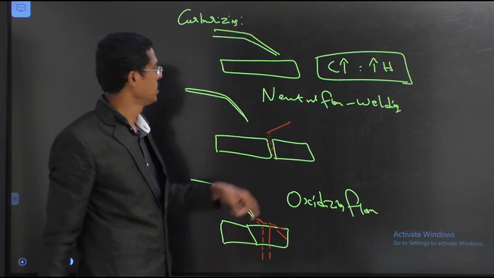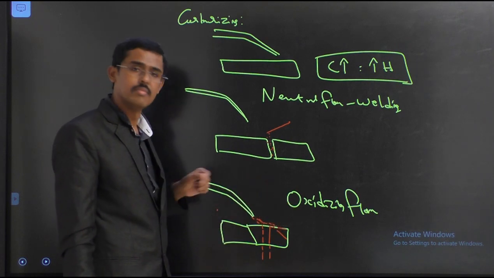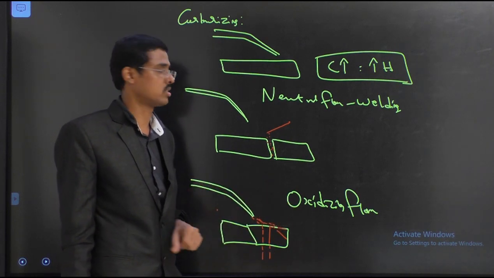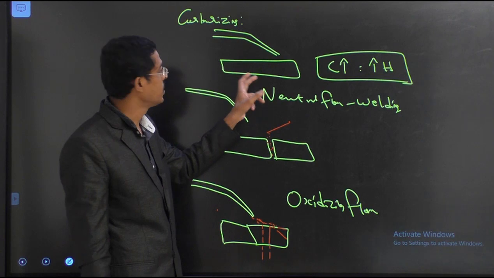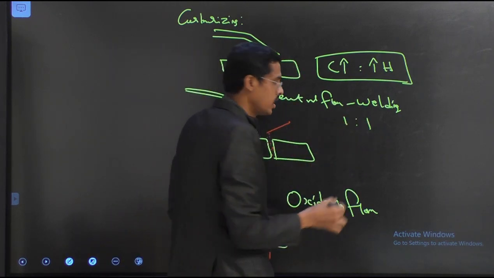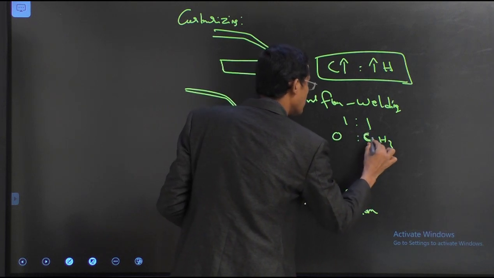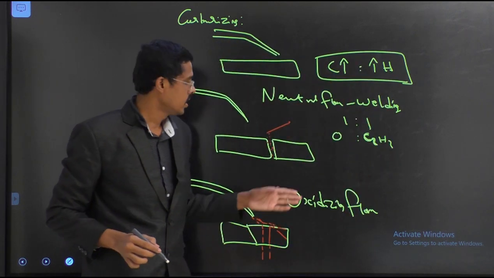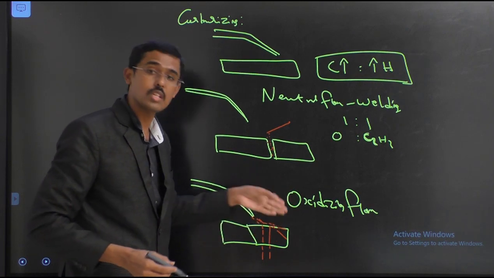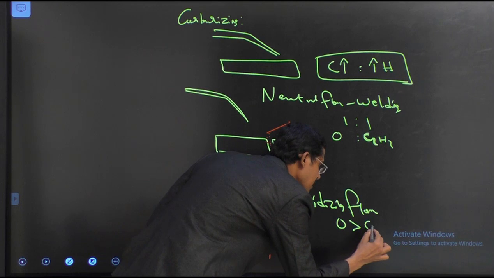How are we applying it? Here we have a neutral flame. We increased the oxygen, and it became the oxidizing cutting process. From the neutral flame, neutral is nothing but 1:1. It means the oxygen to C2H2 ratio is the same. Here in the oxidizing flame, oxygen will be greater than C2H2.